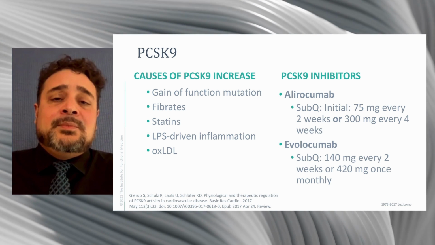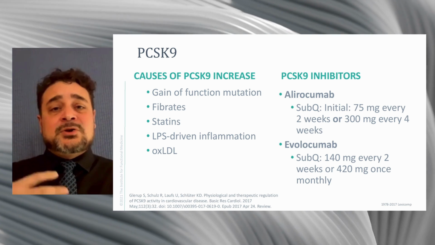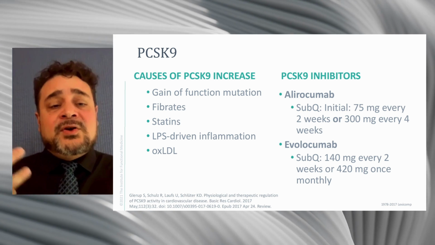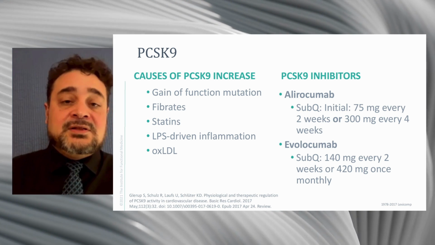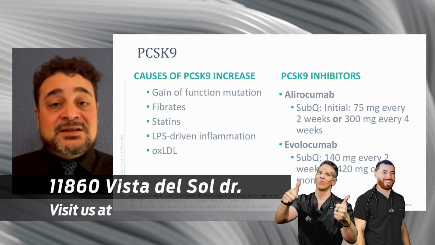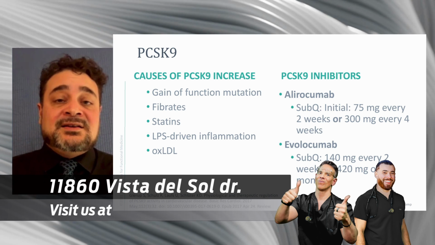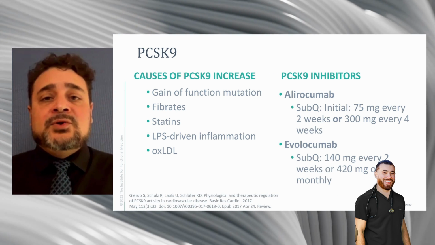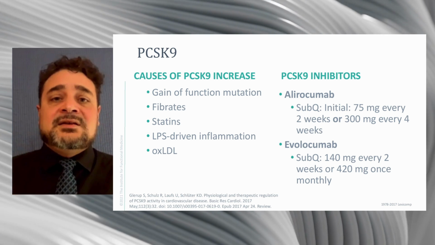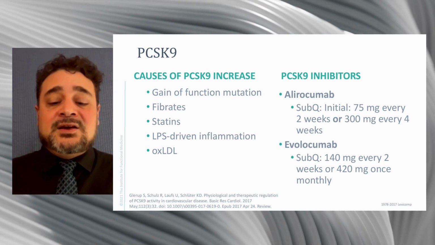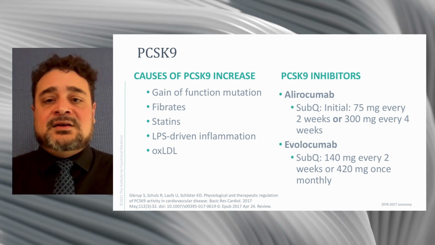Lipopolysaccharide-driven inflammation. Where do we get lipopolysaccharides? From dysbiosis, or bad bacteria in your gut. So if you have bad bacteria in the gut, it can push the body to make PCSK9 and increase cholesterol. Oxidized LDL. We're going to talk about oxidized LDL in a bit. But if you have LDL, bad cholesterol, it can get oxidized. It can get rusted. And that rust, or that oxidation, will increase PCSK9.